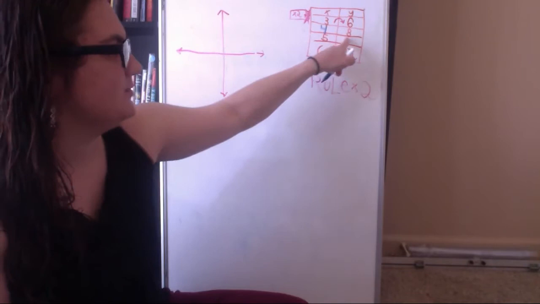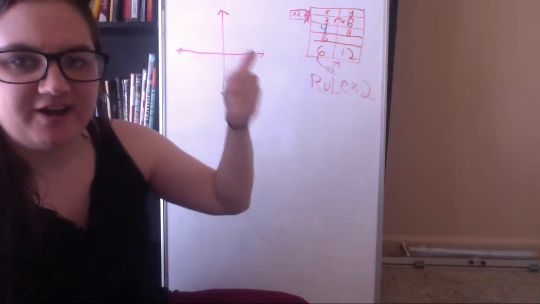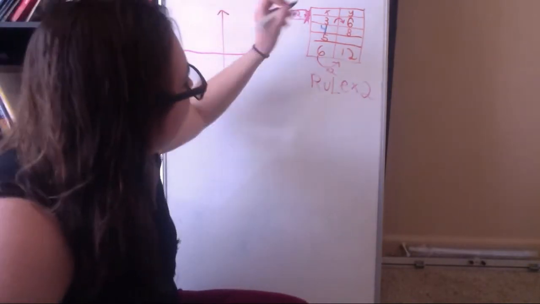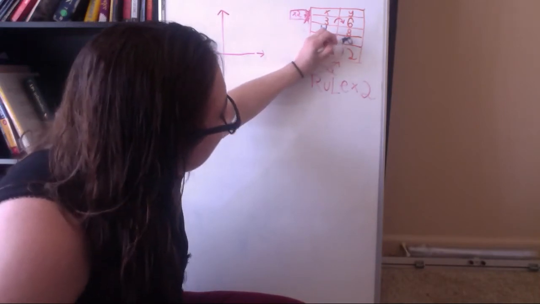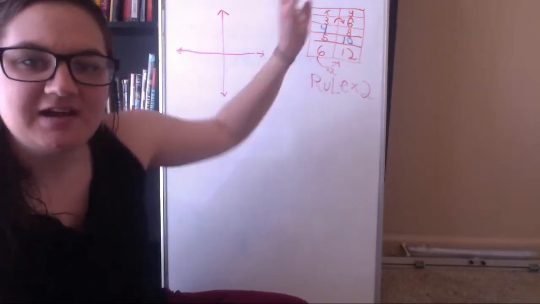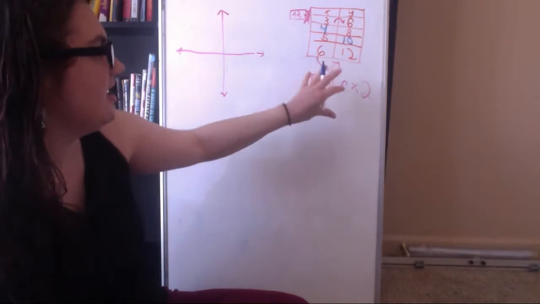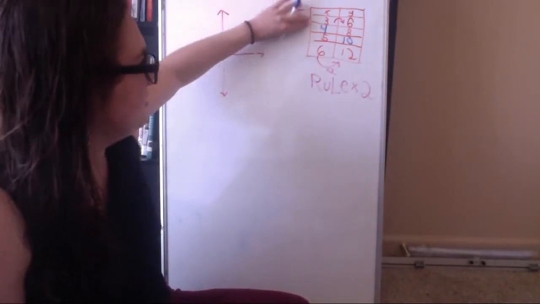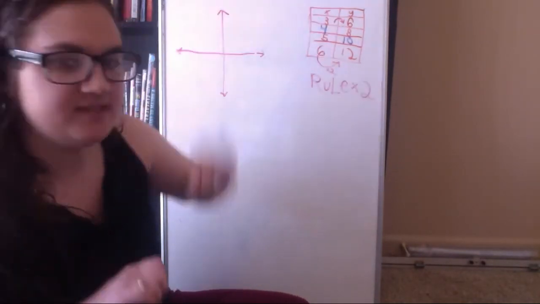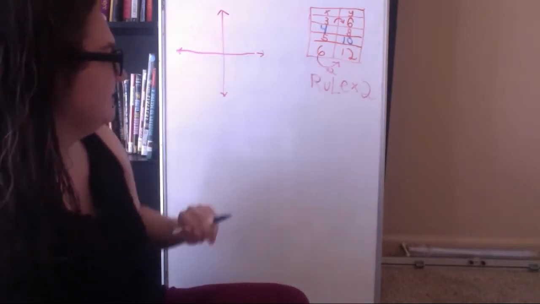Now 5 times 2 is what? Let's do it. 5, 10. So then my next ordered pair is going to be 10. So now I have my table filled in. All I'm going to do now is take each of these, turn them into an ordered pair or a set of directions, and plot them over here.